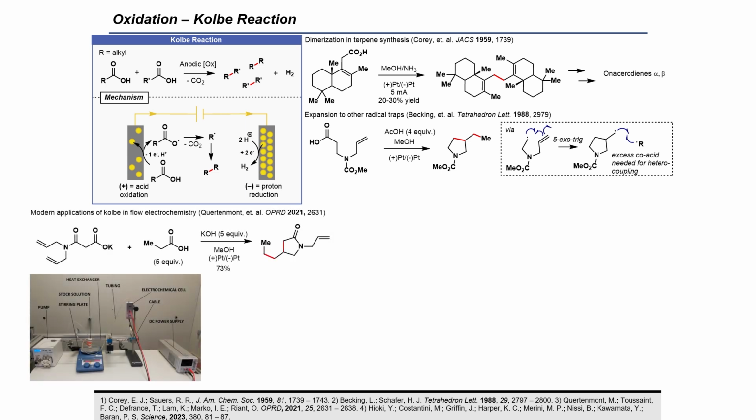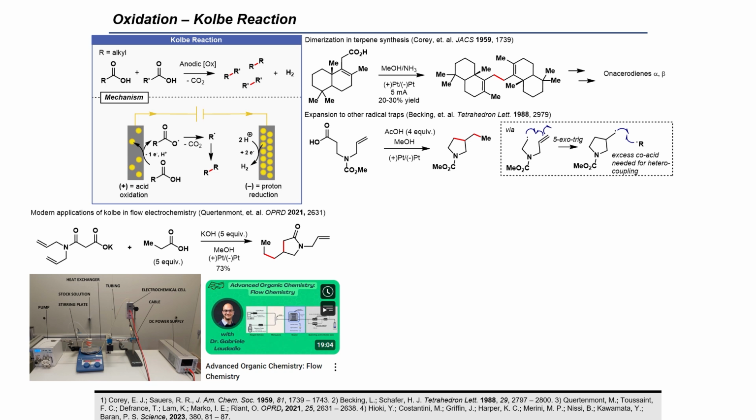Quartenmont and coworkers developed a Kolbe annulation to make a key lactam intermediate recently. This reaction scale-up was dependent on thoughtful implementation of flow electrochemistry. If you want to hear more about flow chemistry, I would encourage you all to check out my best friend Gabriele's wonderful lecture on the fundamentals of flow chemistry in this same series.